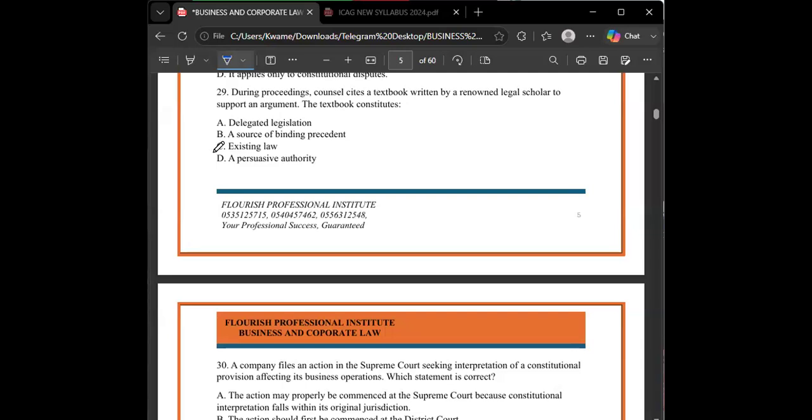Persuasive. So it's not bound to follow what the textbook says, though the person is a renowned legal scholar. So it's just persuasive, that according to this scholar, so and so. Not necessarily that because this scholar said this, you're going to follow this. That's what the scholar said, and as long as it doesn't contradict what the law is also saying, we can take it. So it's persuasive, not binding.